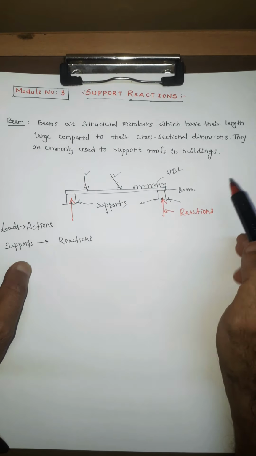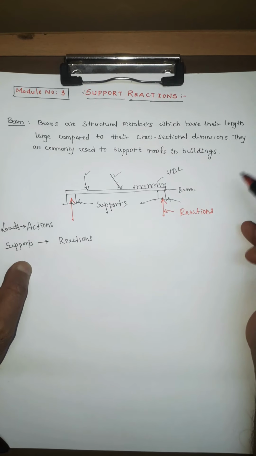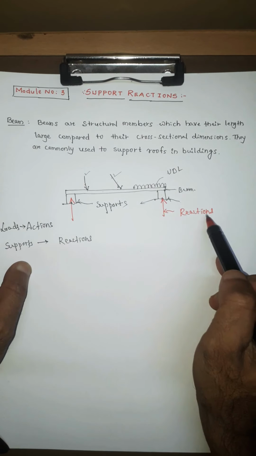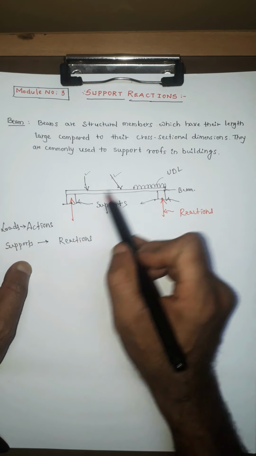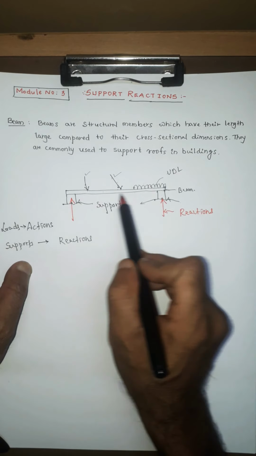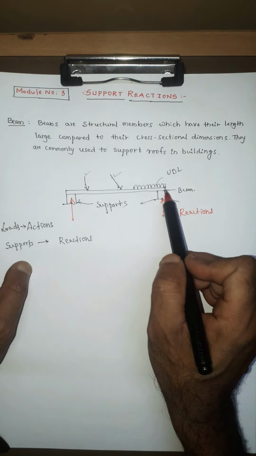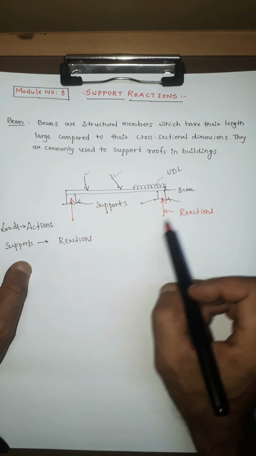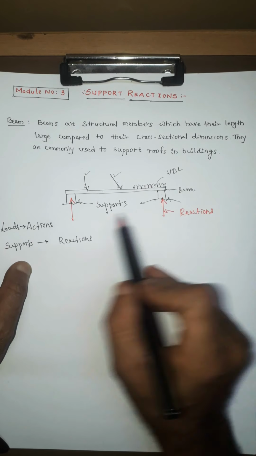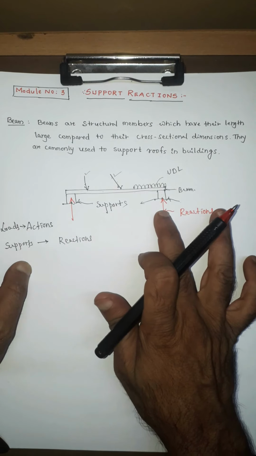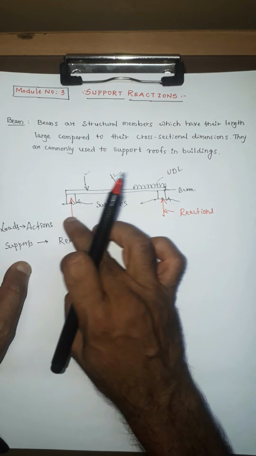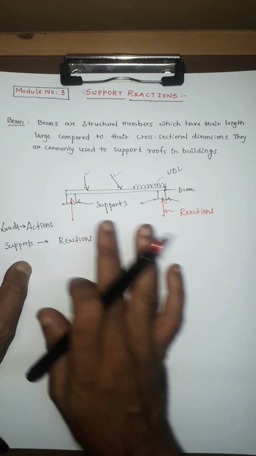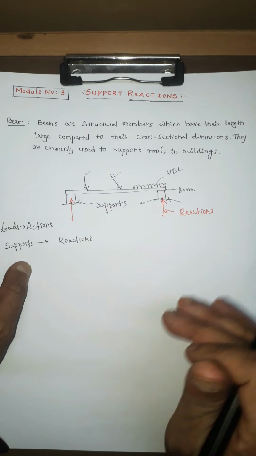As per Newton's third law, we know that for every action there is an equal and opposite reaction. So for these actions there will be reactions. Because the actions and reactions are equal and opposite, this beam is going to be in equilibrium condition or stable condition. This is the concept behind these supports. Each support gives a reaction, and the load coming on the beam will be taken care of by these reactions. So this is the basic concept of support reactions.